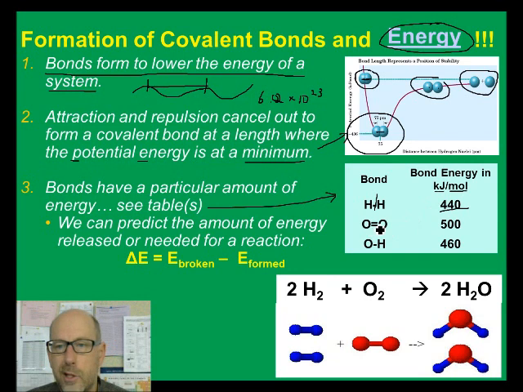Okay, and oxygen-oxygen double bonds. To break that bond right there, that bond is worth 500 kilojoules per mole, and OH bonds are worth 460 kilojoules per mole. And we can predict the amount of energy released or needed for a reaction using this equation, which you should probably write down.